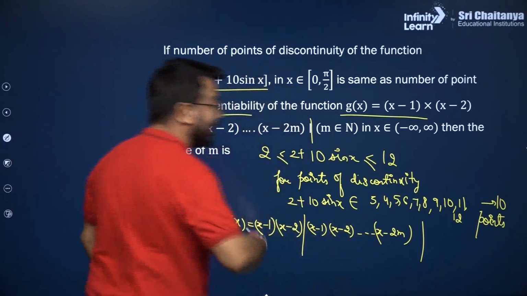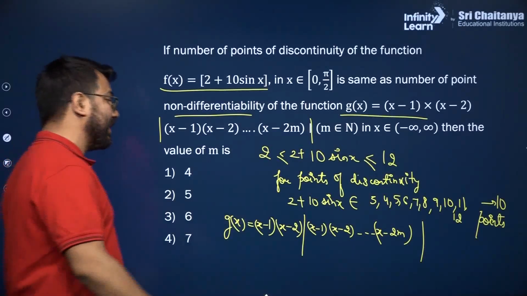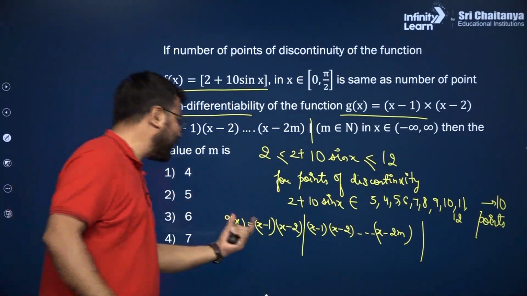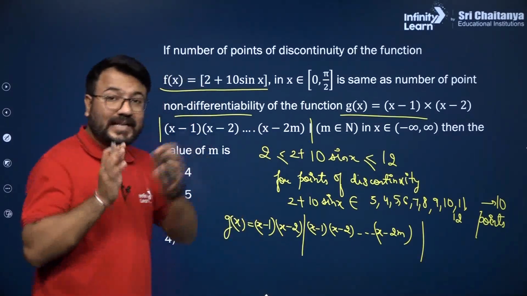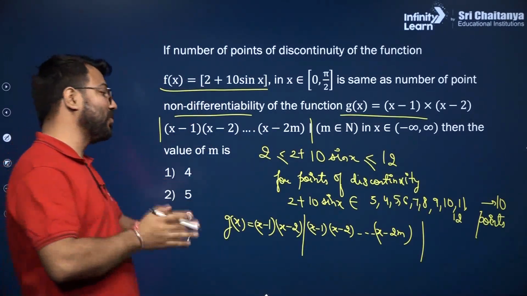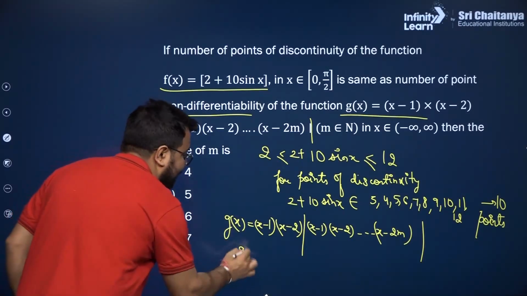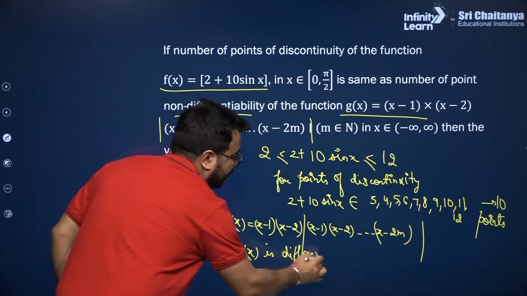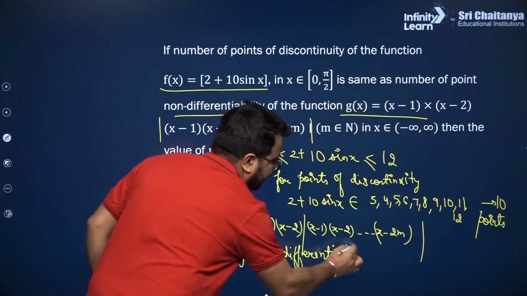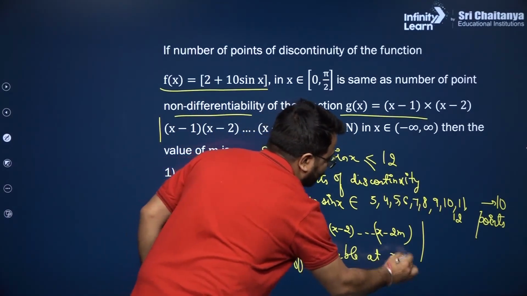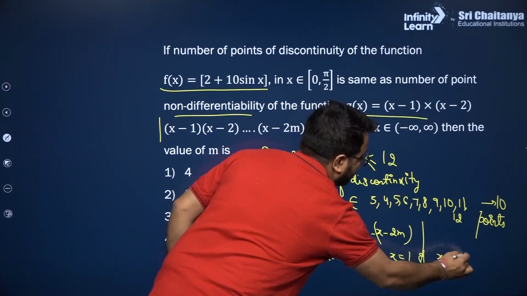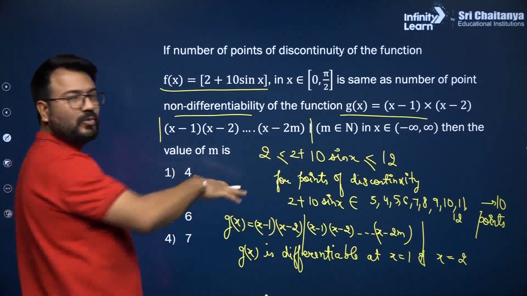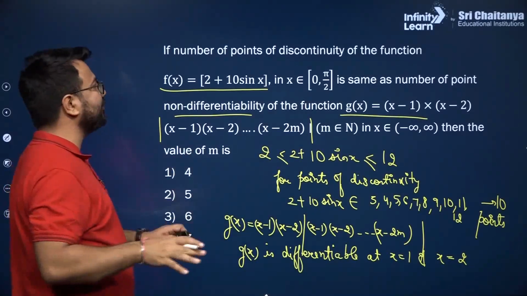So basically there are 2m factors inside this modulus. At all these factors the function is becoming non-differentiable, but due to these two factors which are outside, at x equals 1 and at x equals 2, g(x) will become differentiable. g(x) is differentiable at x equals 1 and x equals 2. So that means the total are 2m, and out of these 2m, 2 are the points where it is differentiable.